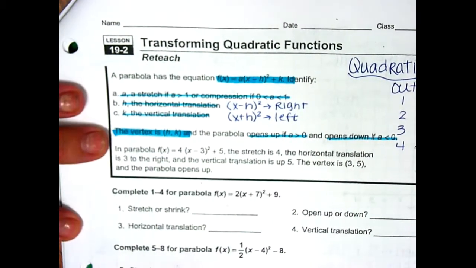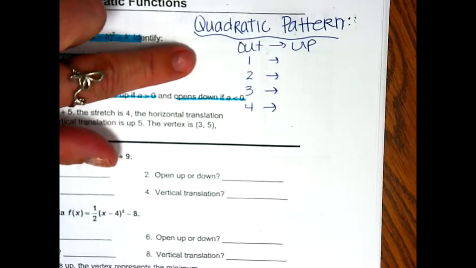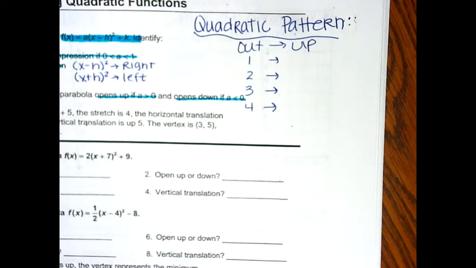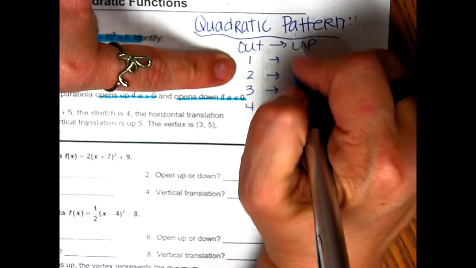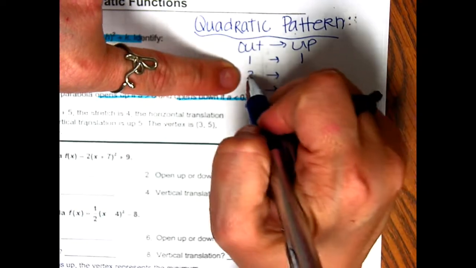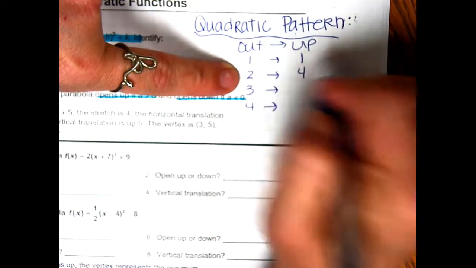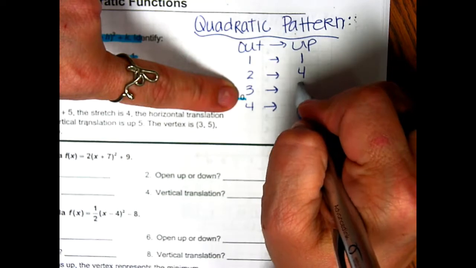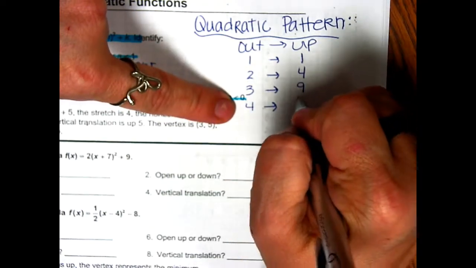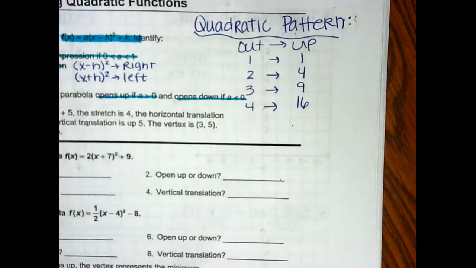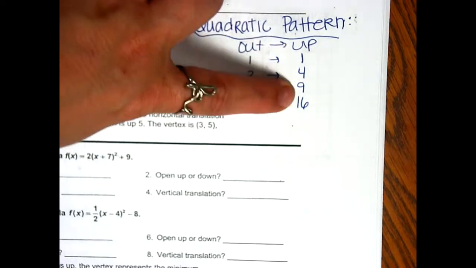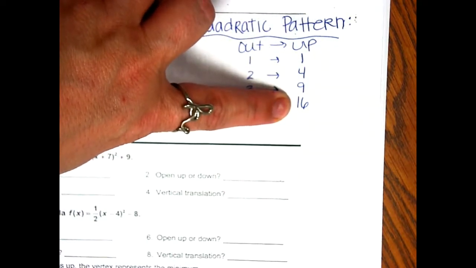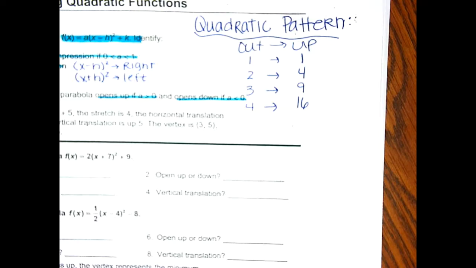I have written off to the side the quadratic pattern. This is always from the vertex. If you go out 1 from the vertex, you go up 1. If you go out 2, you go up 4. When you go out 3, you go up 9. And out 4 is up 16. Again, that's always starting at the vertex each time and moving out 1, 2, 3, and 4. If you picked up the pattern here, it's squares, because it's always x squared.